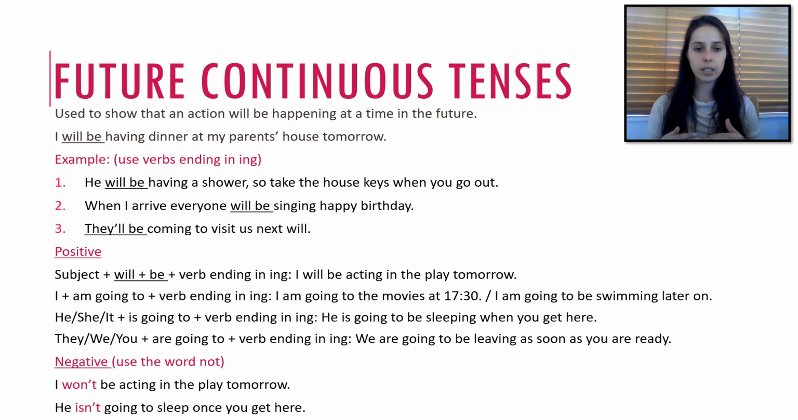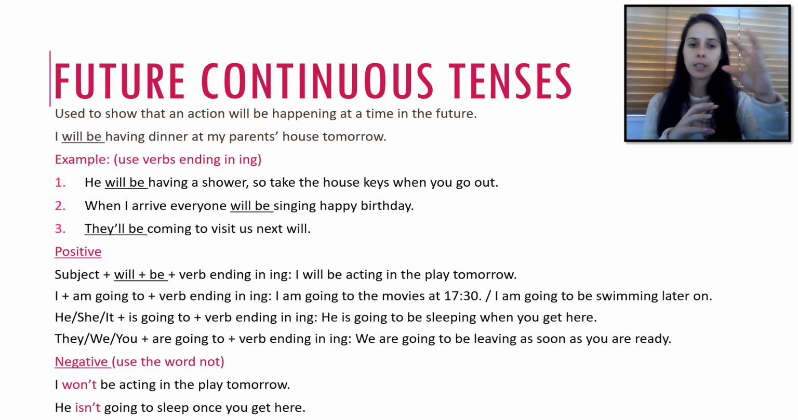So let's have a look again at the sentence structures. I want you to see how they're different to future simple, and this is why you're taking these notes down. So once you take the future continuous tense notes down, you can compare your sentence structures, which is under the heading positive, to the sentence structures of the simple tense and see how they differ with each other. Okay, so your first one, subject plus will plus be, so will be plus the verb ending in ing. I will be acting in the play tomorrow.